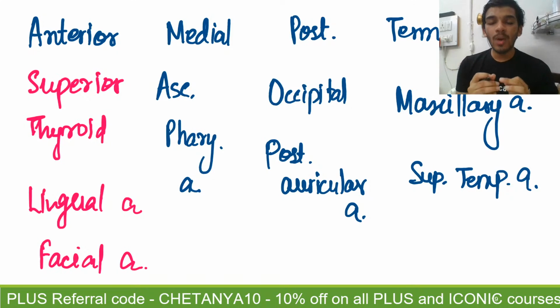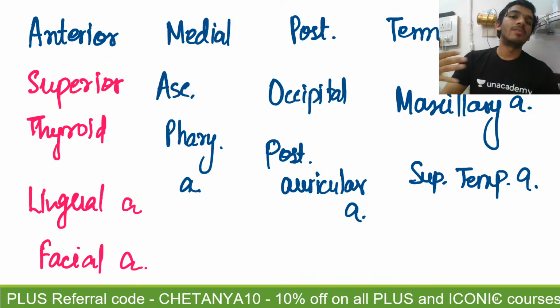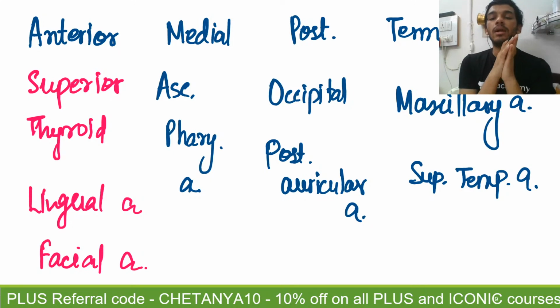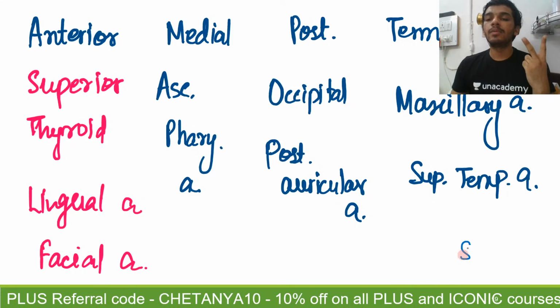So now you have four ways of this, right? So you have some anterior branches, you have some posterior branches, you have some medial branches, and you have some terminal branches. That is how you memorize branches. Okay? So if somebody asks you what are the branches of the external carotid artery, there should be two things that come into your head. First, that there are 8 branches that you have to name.